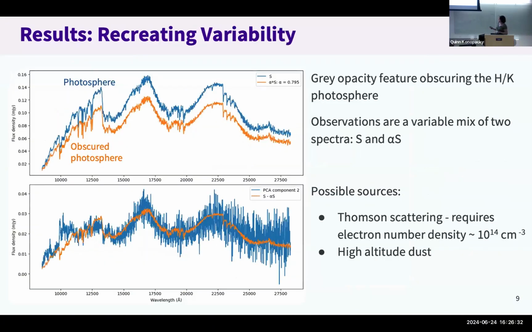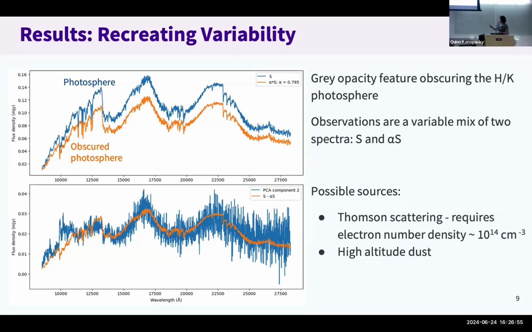So what is the variability we were seeing in the H and K bands? Our current theory is that we're seeing a gray opacity feature that's variably obscuring the H and K photosphere. So that would mean our observations would be a variable mix of two spectra. So we would have the photosphere spectrum S and the obscured photosphere spectrum alpha S, where alpha is the flux drop due to the opacity feature.